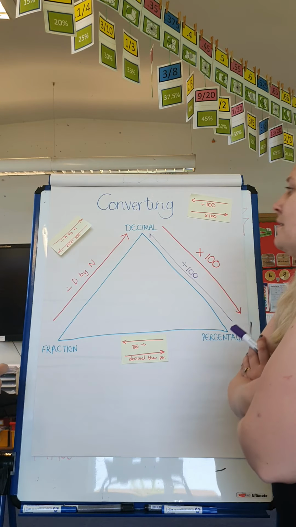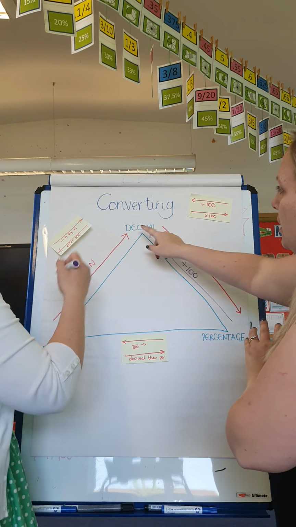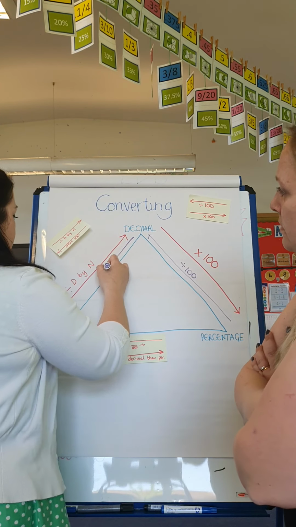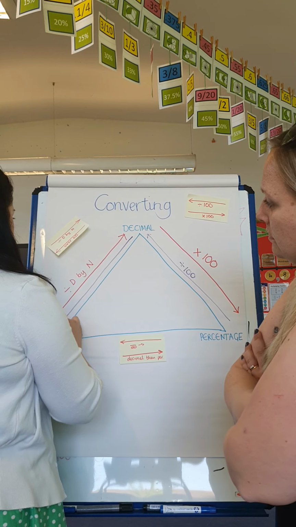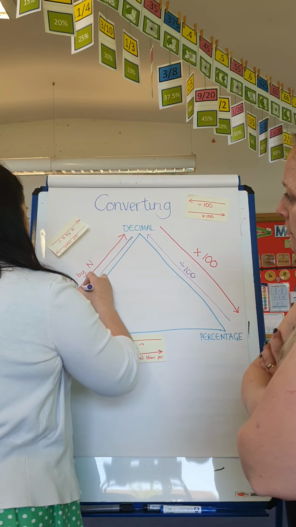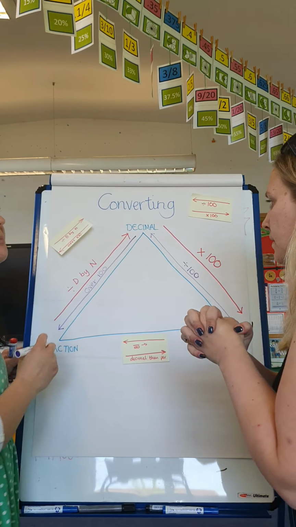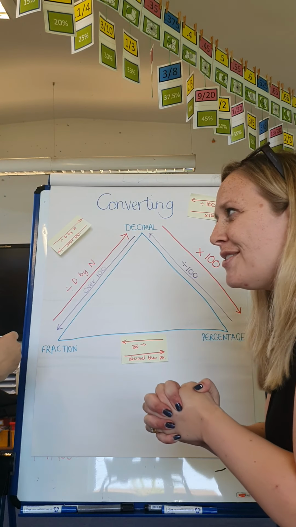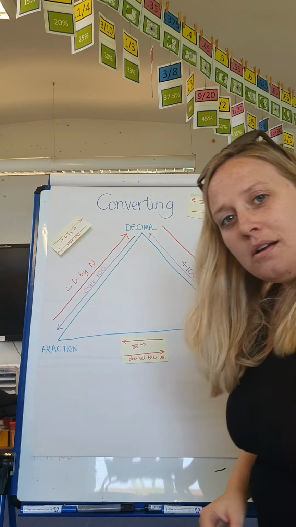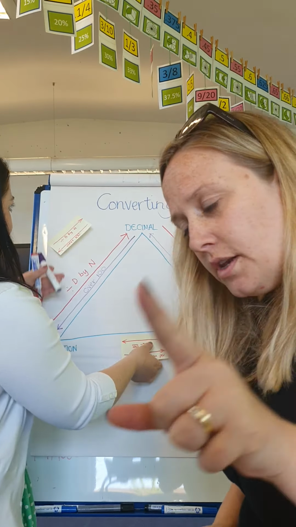Okay, so what if you wanted to go from decimal to fraction? If you've got a decimal and you need to change it into a fraction, you've got to put it over 100. We'll explain what that means in a minute. And then simplify. But we know how to do that because we've already done a video on it. You don't need to freak out. We're going to go through it in a minute.